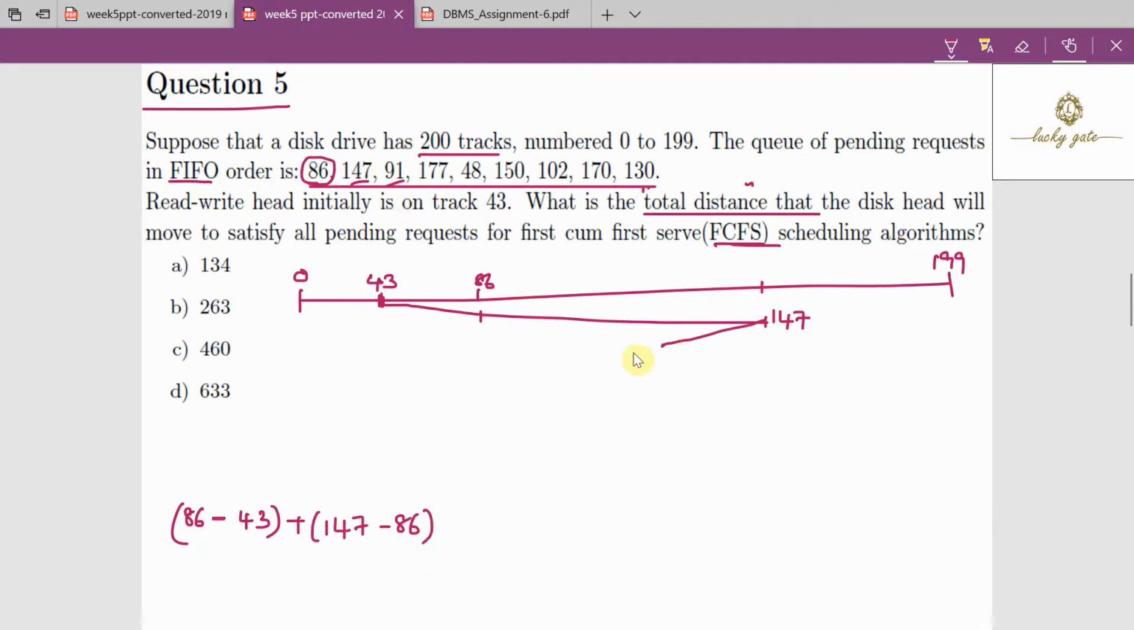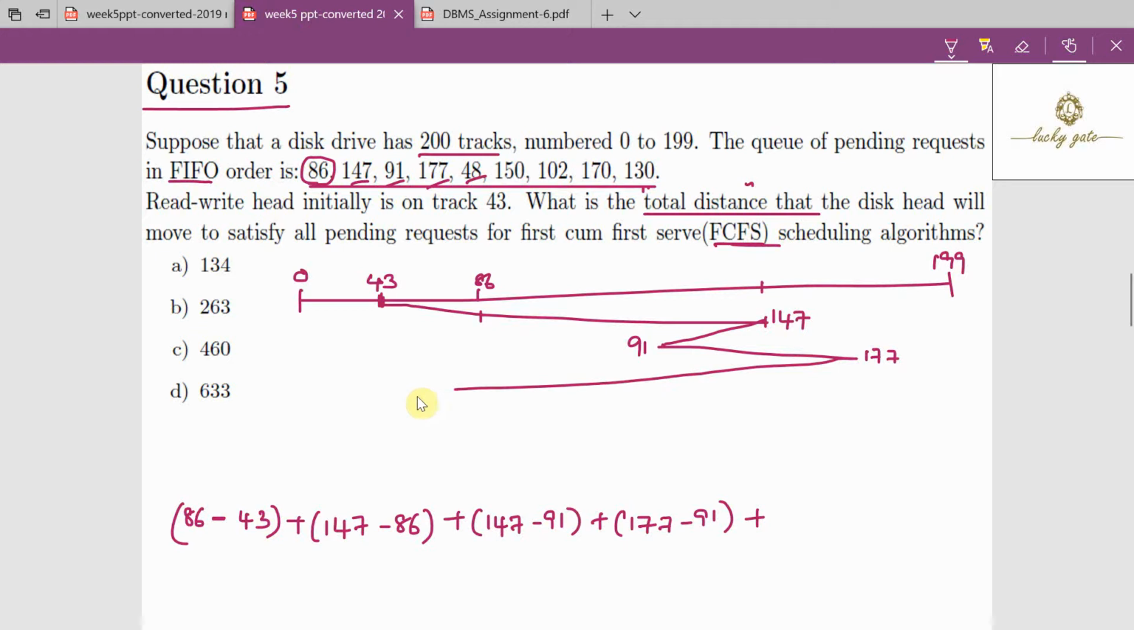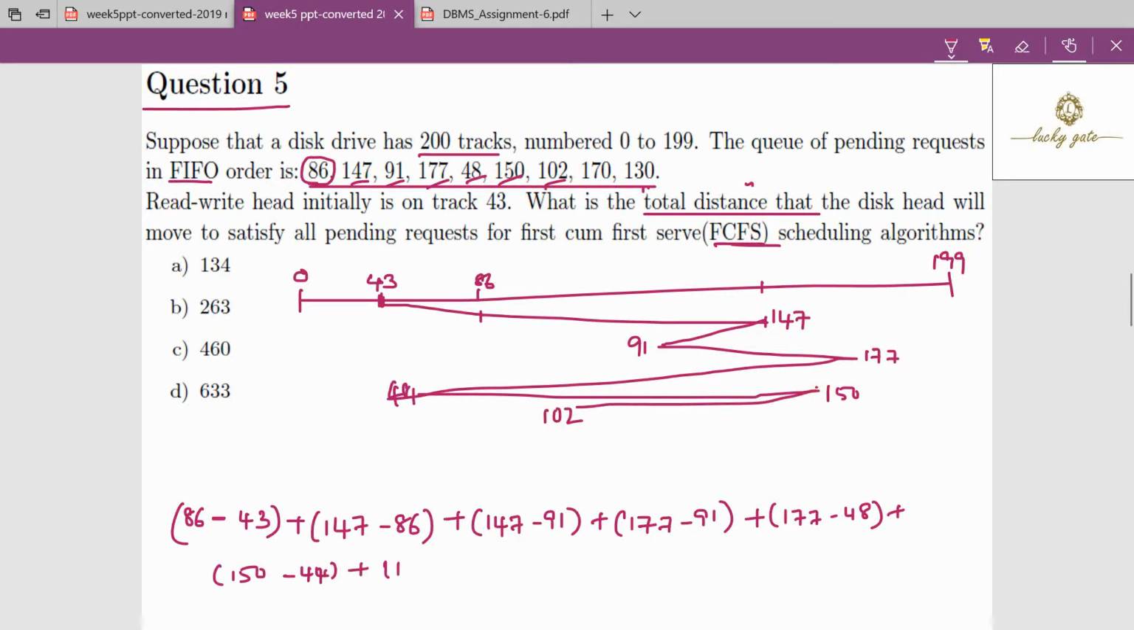Next one is 91. Again from 147 to 91. So how much distance did it move? 147 minus 91. Next is 177. From 91 to 177, it moved 177 minus 91. Next is 48. From 177 to somewhere here, 48, so it will be 177 minus 48 plus. Next is 150, so 150 minus 48. Next 102. From 150 to 102, so 150 minus 102, plus from 102 to 170, again somewhere here, so 170 minus 102, plus from 170 to 130.